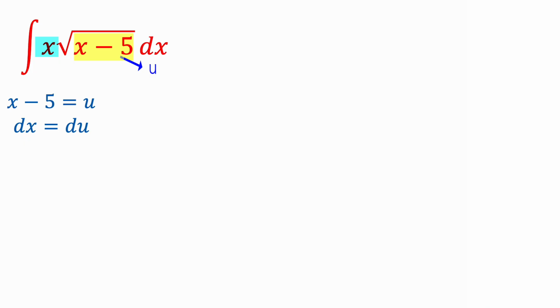Well, didn't we take x minus 5 and set it equal to u? You could have substituted u plus 5 in place of x. That way, all the x's would completely disappear. So the question became an integral. Instead of x, I wrote u plus 5. This transformed the expression into the integral of u plus 5 times the square root of u.